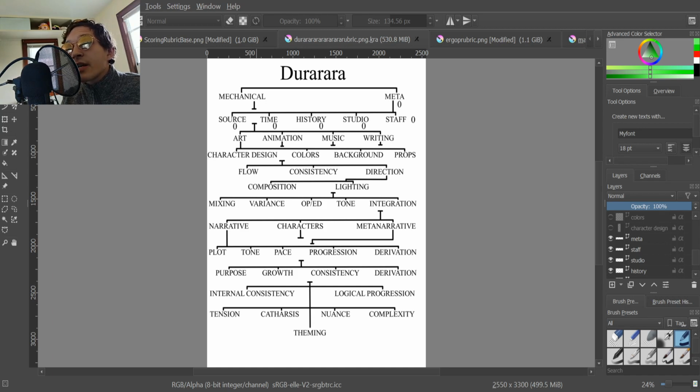Which means that Durarara is going to be measured purely on its mechanical value. And I feel like this is probably going to be the majority of people. If you're going to use this rubric, most people are going to end up with the mechanical score being their final score. So I figured this was a good way to start us off.